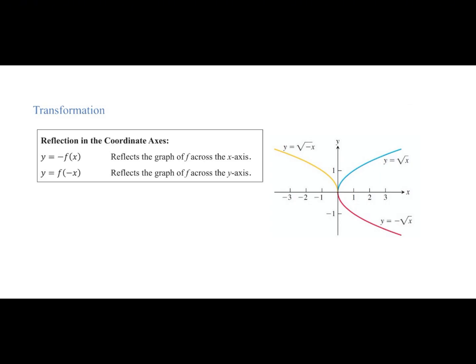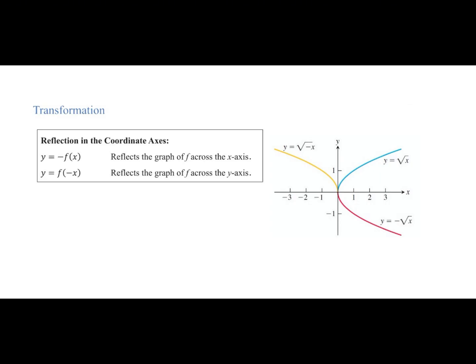The second rule is y = f(-x). This reflects the graph across the y-axis. This means every x value becomes the opposite. Points on the right side move to the left side. So y = √x becomes y = √(-x). The blue graph flips to the left and becomes the yellow graph.